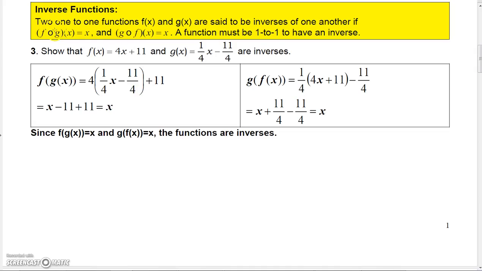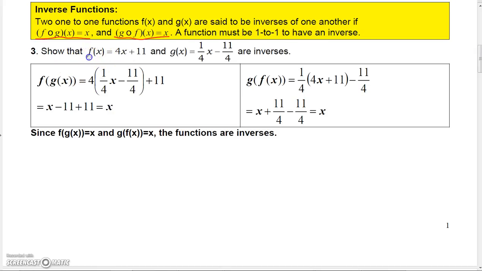one-to-one. Well, two one-to-one functions, f of x and g of x, are said to be inverses of one another if their composite functions equal x. So basically the composition just returns the value x.